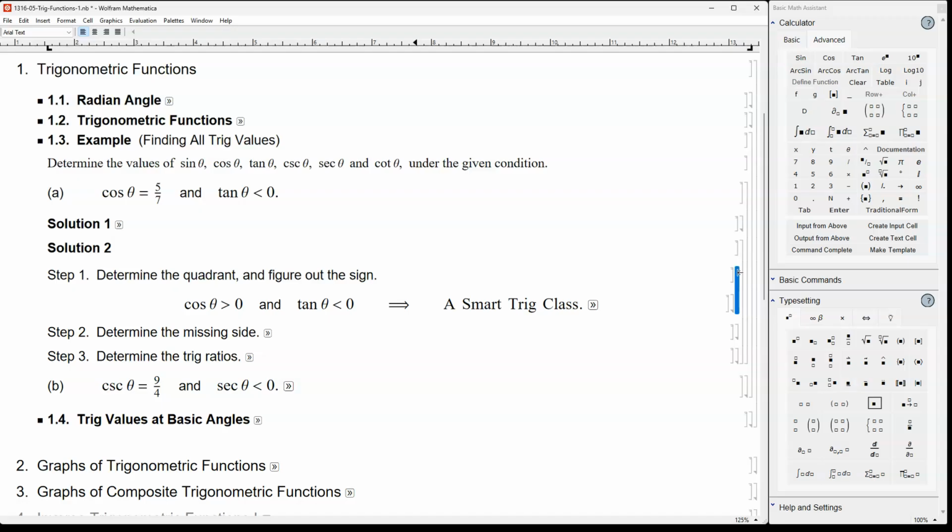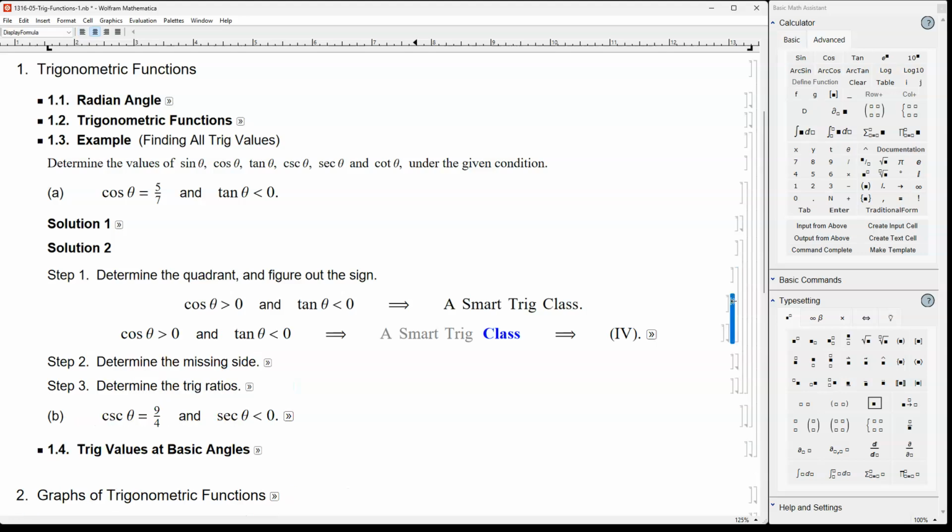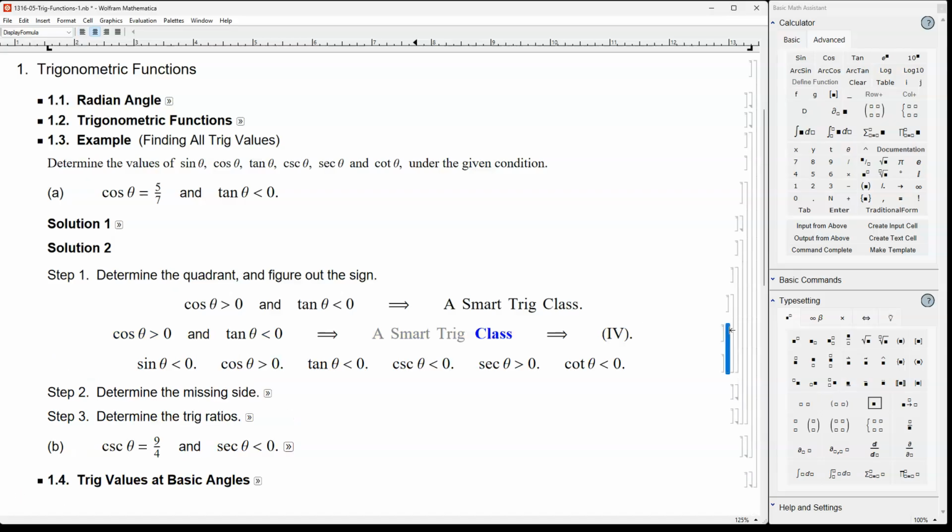Determine the quadrant and figure out the sine. A smart trig class, and this time, see, cosine is positive, tangent is negative. Alright, so it's in the fourth quadrant. In the fourth quadrant, cosine and secant are positive, all the others are negative. Alright, we get the sine.